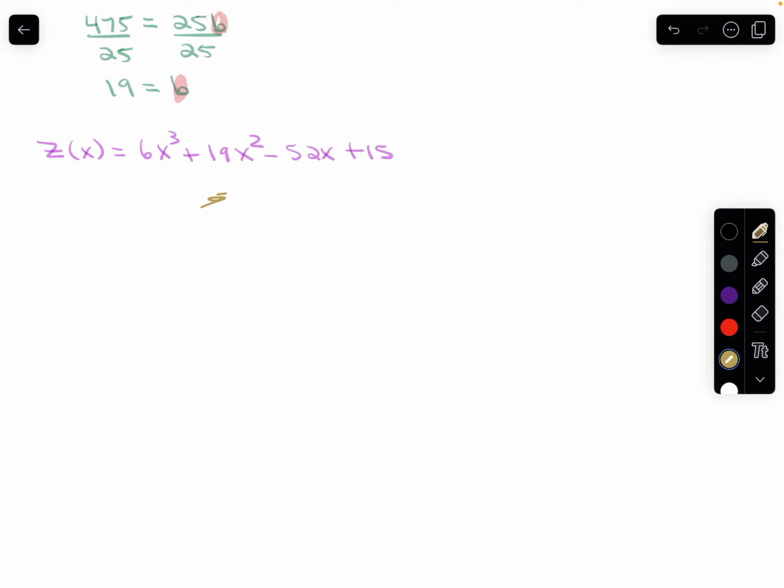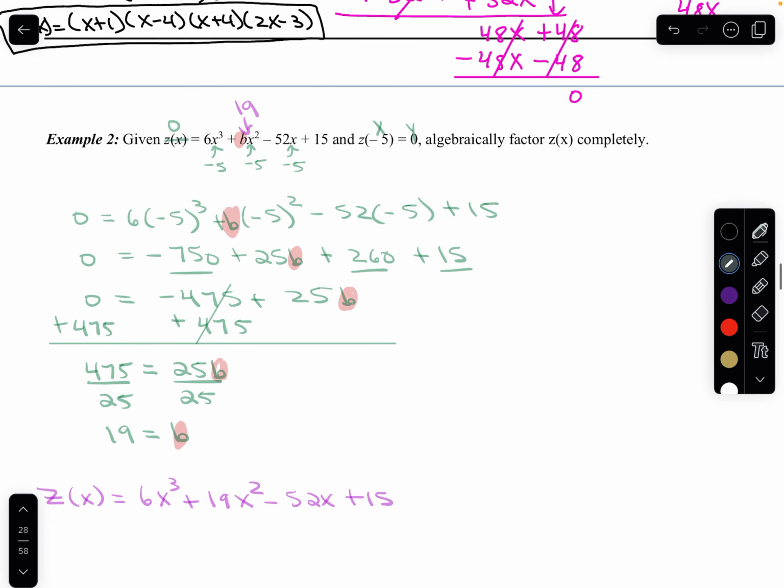So I have to go back to the drawing board and say, let's see if I have any other information from the problem that I can use. They told me here that z of -5 equals 0. So that means when I plug in -5 for x, I get back a 0 for y. If I know that's true, I need to work backwards. If z of -5 equals 0, that tells me that x plus 5 is a factor of z of x.